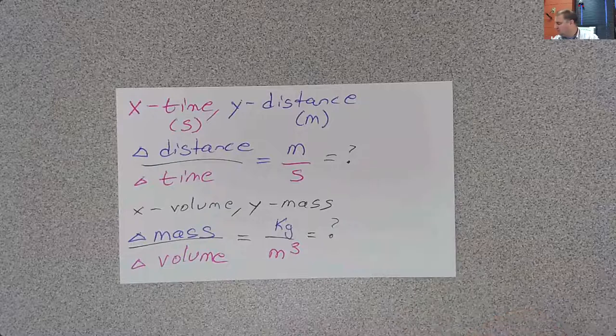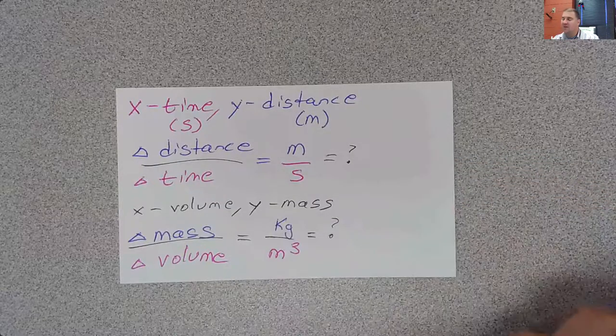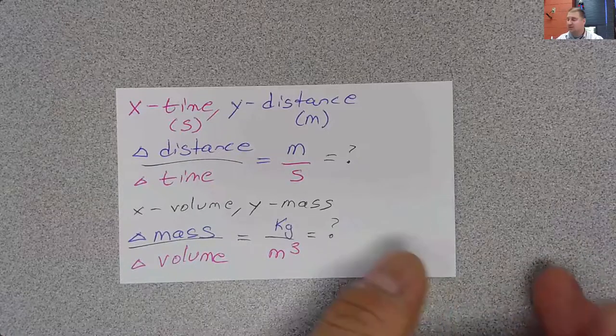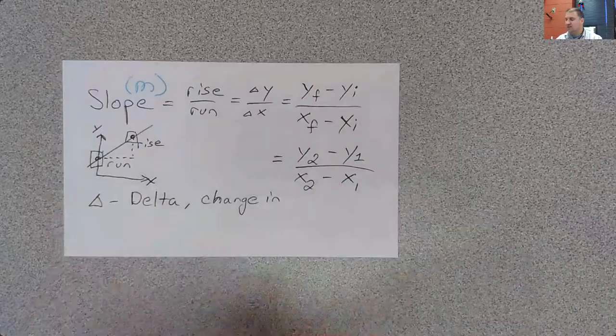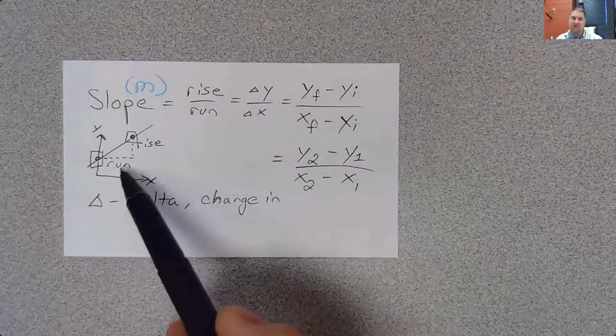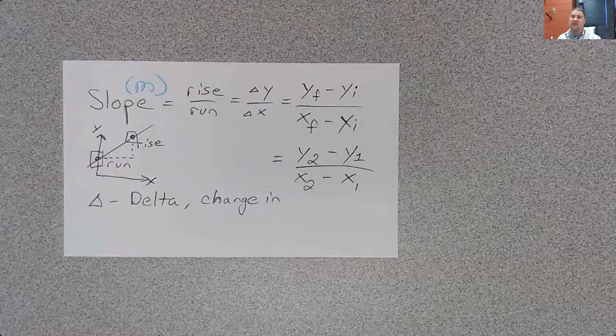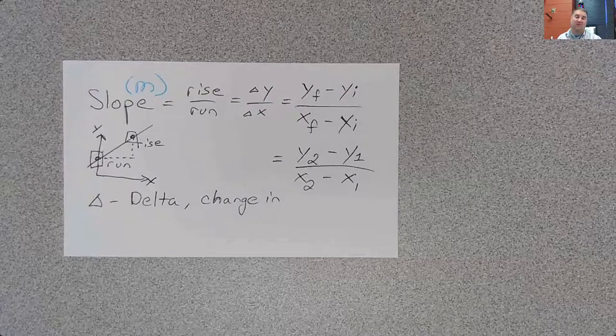And you could plot these things on a graph, and the units on your slopes would change, but they are still slopes, and they are still going to be the rise over the run. But this is the connection, or the bigger connection, that these will have back to graphs, okay?